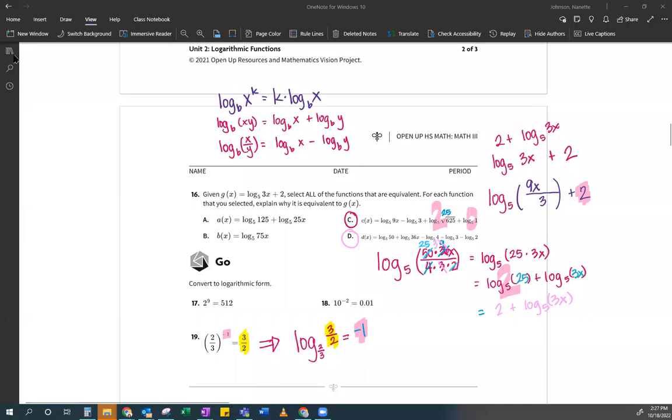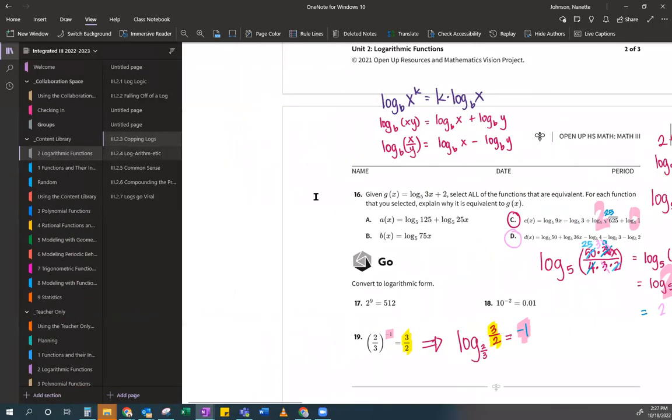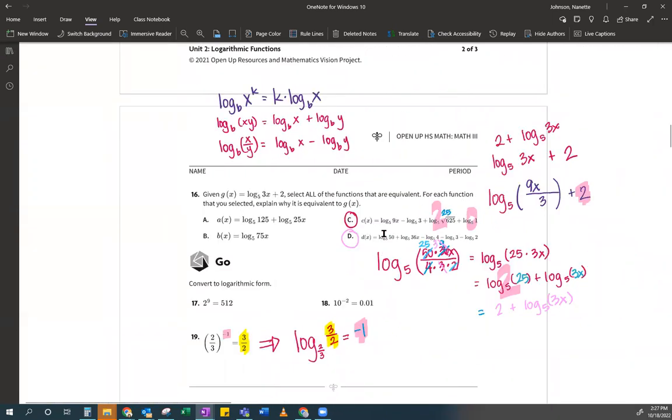So we're doing 2.3, number 16A and B. And so we've already done C and D. You can check out those videos whenever you get a chance. But these are the log rules that we've been thinking about. And there's a couple more, but these are the base ones right here.